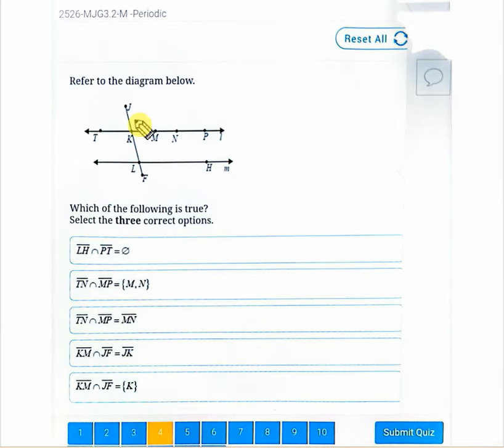Okay, now this one. Let's look at the answer. So LH. Where is LH? LH is here. Where is PT? PT is here. Good job. There is no intersection between them. So it's going to be this answer. Let's continue with the next one. MN, it's not going to be 2 points. So forget that.